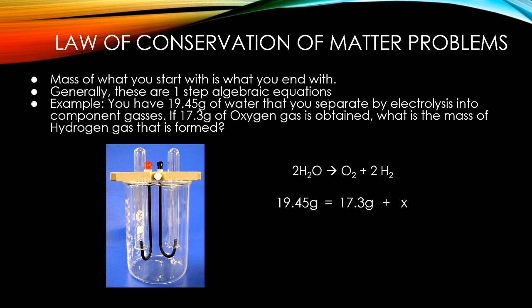Now I'm going to subtract 17.3 from both sides of the equation, and I'm left with 2.15 grams equals the mass of hydrogen gas formed. The mass of hydrogen gas formed would be 2.15 grams. All right.